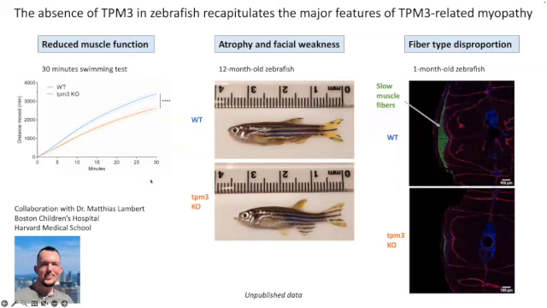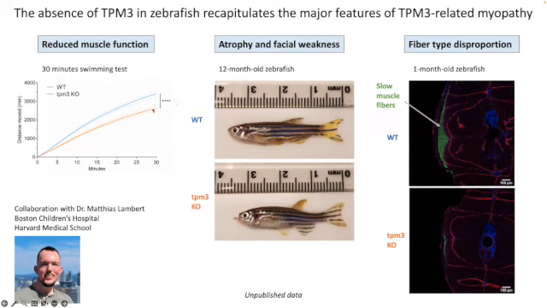And finally, I want to show you an example of another model, of a rare form of disease caused by mutation in TPM3. This work is done by a very talented postdoc, Dr. Matthijs Lambert, who is working in Dr. Luke Unkel's lab at Boston Children's Hospital. Matthijs himself is a patient with TPM3 mutation, so he's very motivated to develop therapy for himself and many other patients like him.